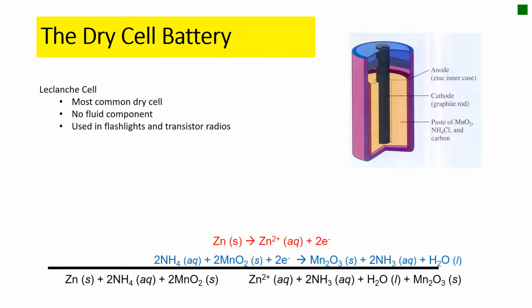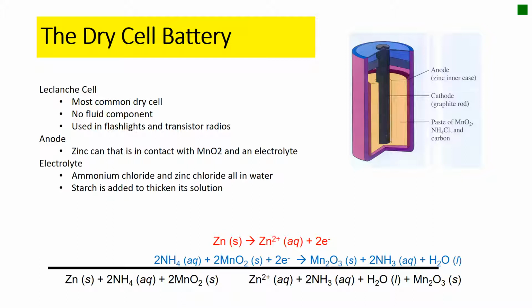The dry cell battery is the most common dry cell. There is no fluid component, and it is used in flashlights and transistor radios. The anode is a zinc can that is in contact with manganese oxide and an electrolyte. The electrolyte is ammonium chloride and zinc chloride all in water, and starch is added to thicken the solution. The cathode is the carbon rod. So here you have your anode and your cathode.